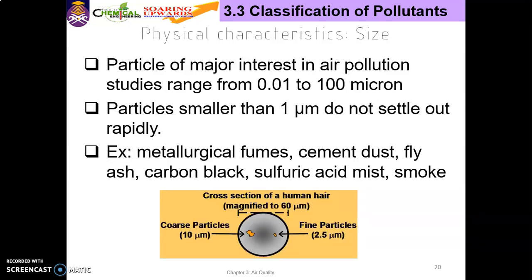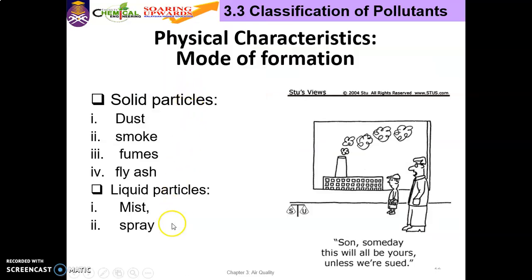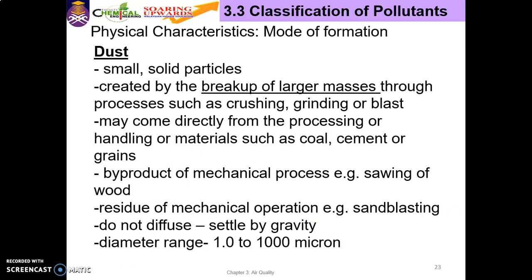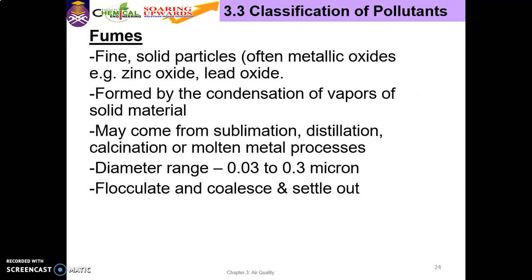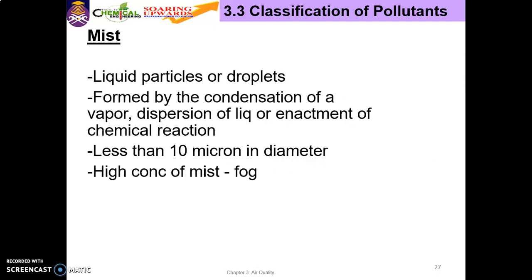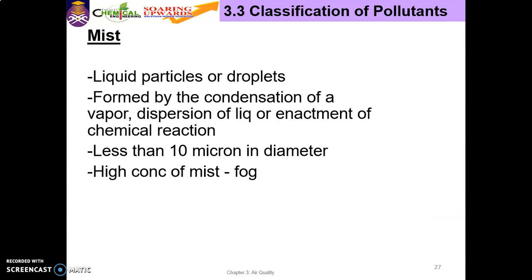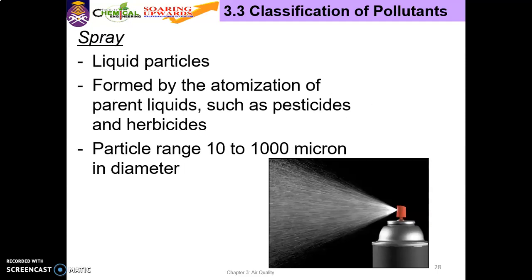Okay, so physical characteristics depends on the size. Okay, so this one you can read by yourself. Okay, classification of pollutants, the sizes. Okay, solid particles and also liquid particles. So liquid ada dua je, dalam bentuk mist or spray, and the rest is in solid particles. Okay, and then you can read by yourself. But dust, fume, smoke. Okay, what is fly ash? Mist. Okay, this is in the form of liquid, and another one in liquid is spray. Okay, so the difference is this one formed by condensation and this one formed by atomization.